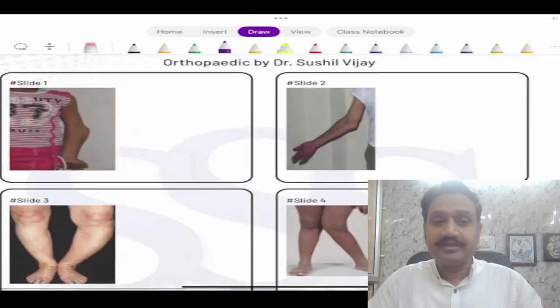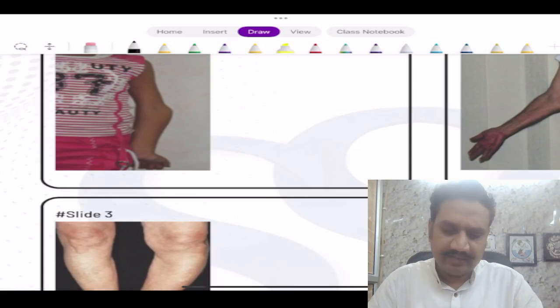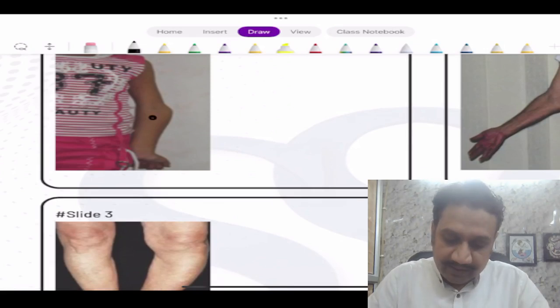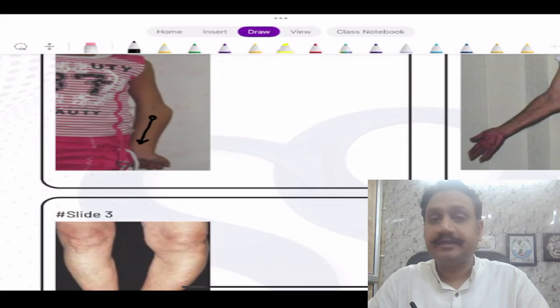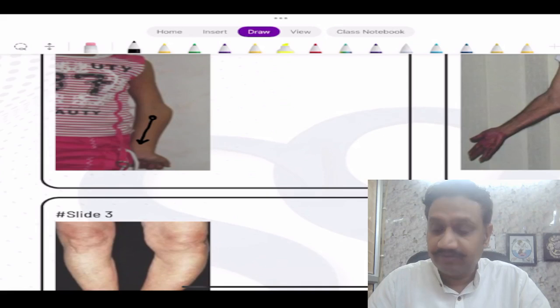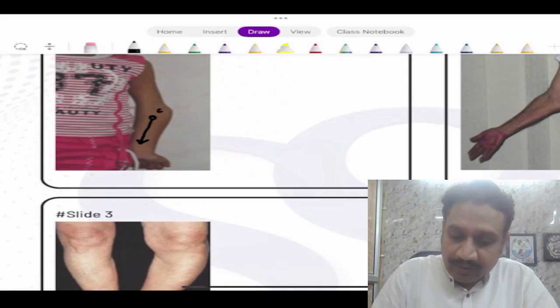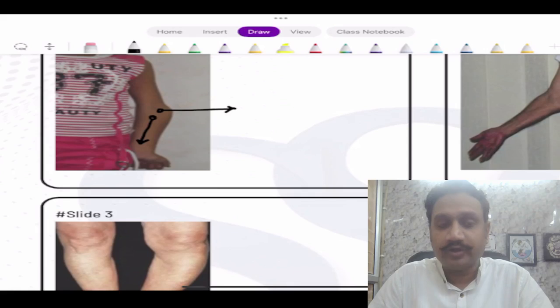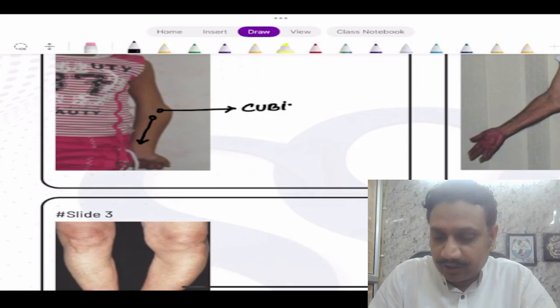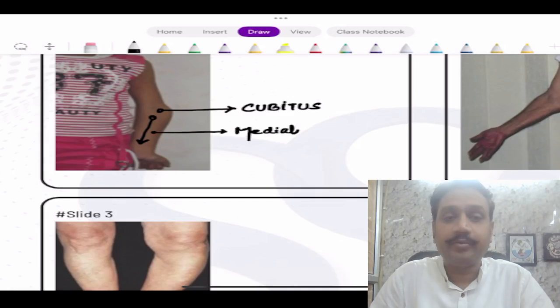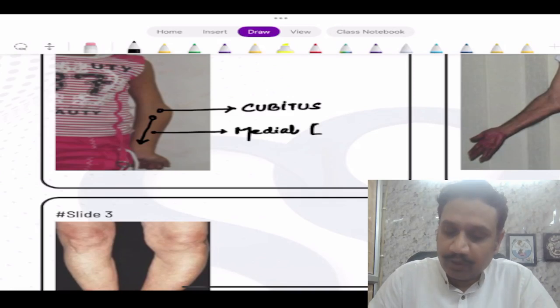So the very first image that you have is the image of a child, some patient who has got his or her forearm deviated towards the medial side, right? If you get this kind of question in your exam, this is a very, very important topic. You should know the first word to be used for this joint. It is cubitus. After cubitus, when the limb is going towards the medial side, what do we call it? We call it varus. The first word for the elbow and the second word for the deformity: cubitus varus.